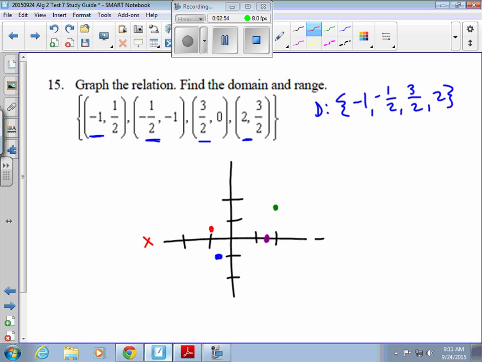Your range is all of your y values. Remember, you don't have to rewrite them. Write them in ascending order. The smallest number you have is negative 1. Next smallest number you have is 0. Next smallest number you have is 1/2, followed by 3/2. There's your domain and range and your graph.